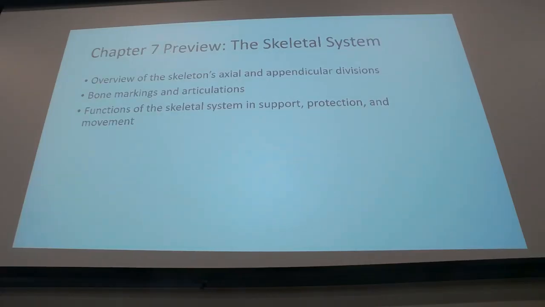Now, in the next chapter, we're going to start seeing the classification of bones based on where they are located. We're going to see the names of the bones, the parts, and we're going to see how bones form joints or articulations. And as well, we're going to see the functions of the skeletal system.